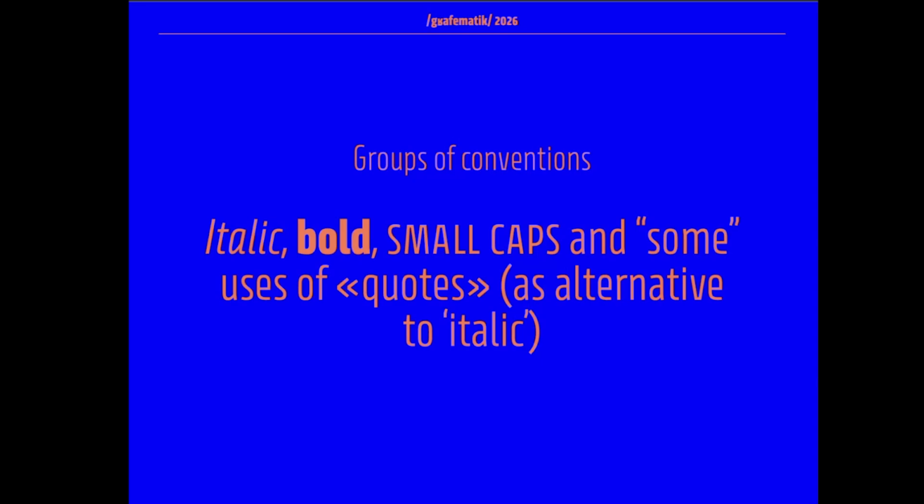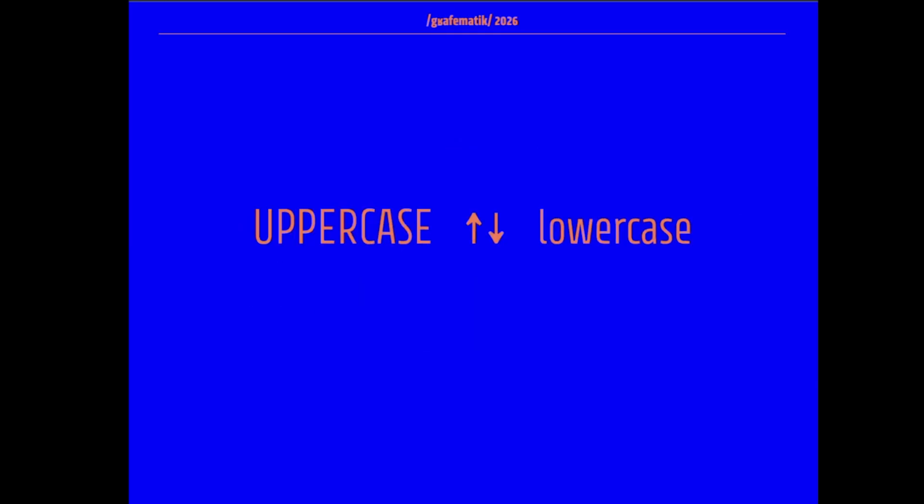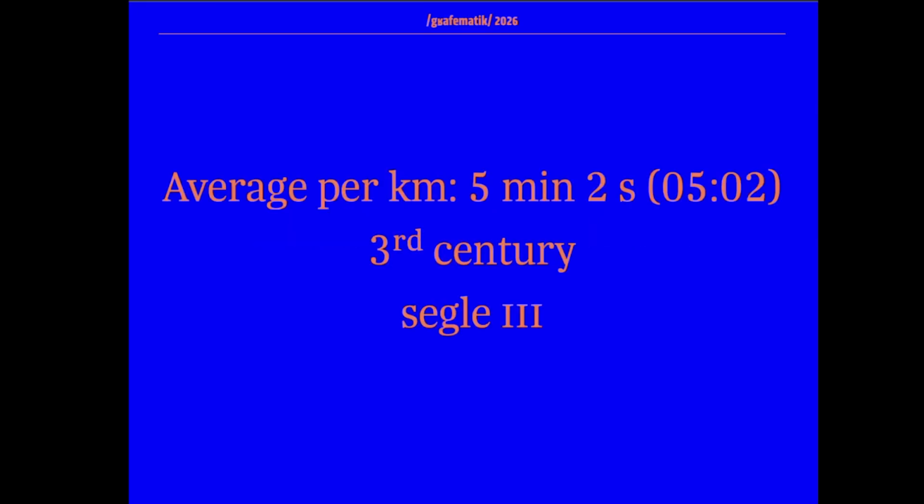Then I go to the editing conventions. Before giving the definition, we'll explain the main groups. Main groups are users of italics, users of bold, small caps, and some users of quotes as alternatives to italics. Another group would be uppercase and lowercase, obviously in those writing systems which use those differentiations. Third group, figures or numbers and numeric expressions, use of numbers or maybe the spelled-out words.